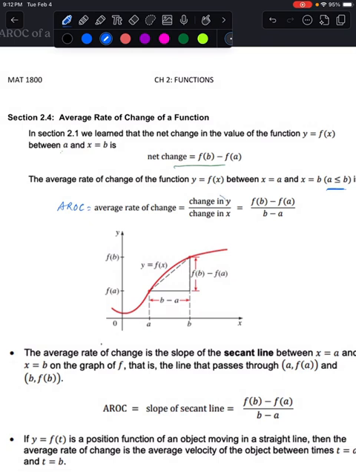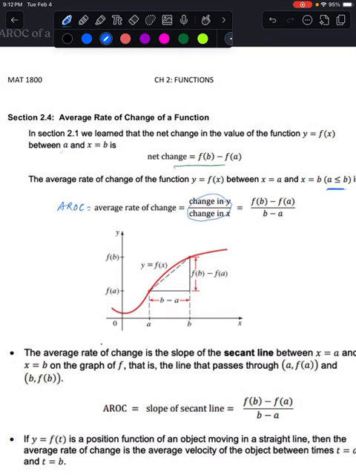But note here, what is this thing? Change in the y value means the rise, and change in the x value is the run. So it is rise over run, which is also the slope of a straight line.